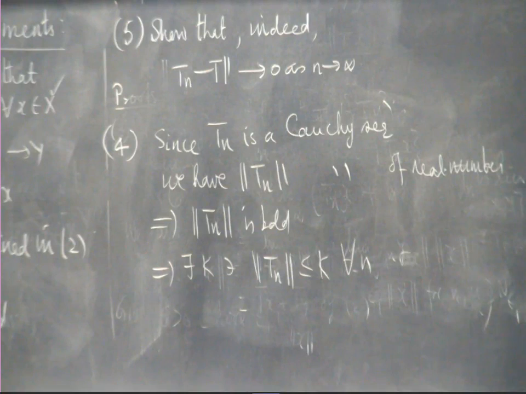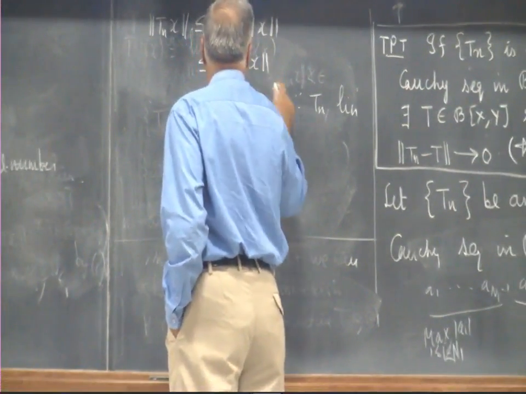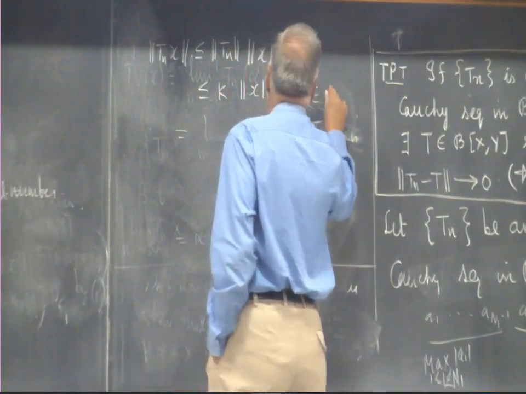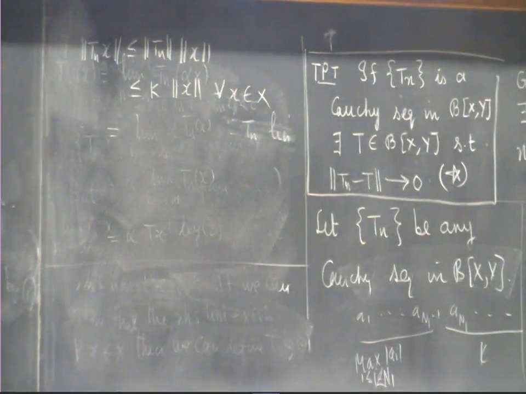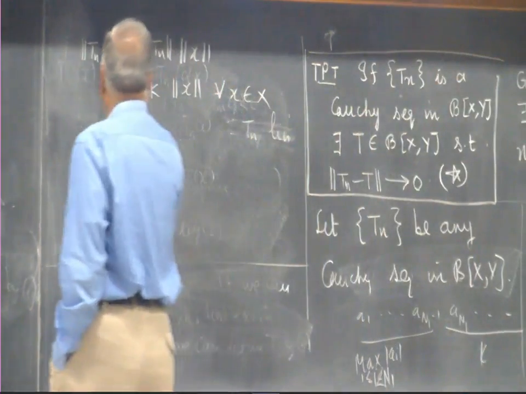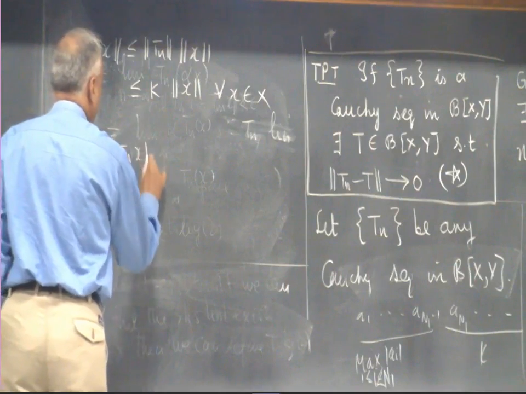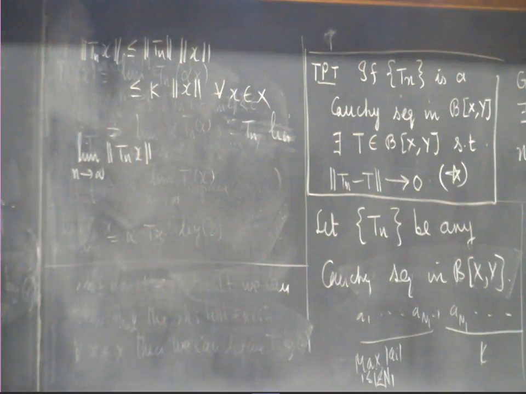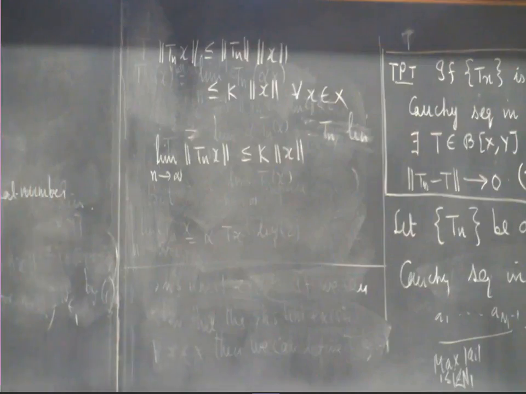Right, what do I get out of this? Well, from this I get that norm Tn x is less than or equal to norm Tn times norm x, which is less than or equal to k times norm x for every x in X. So what can I say about the limit as n tends to infinity of norm Tn x? Since every term is less than or equal to k times norm x, the limit must also be less than or equal to k times norm x for every x.